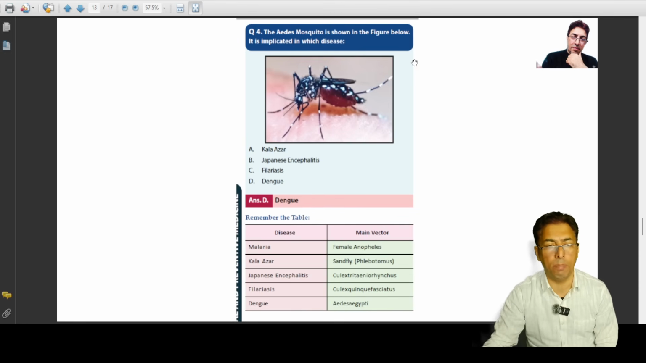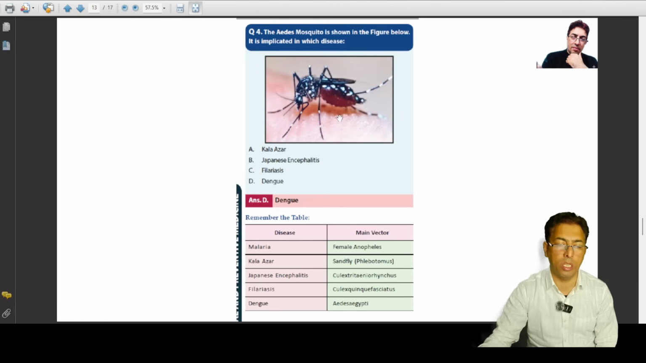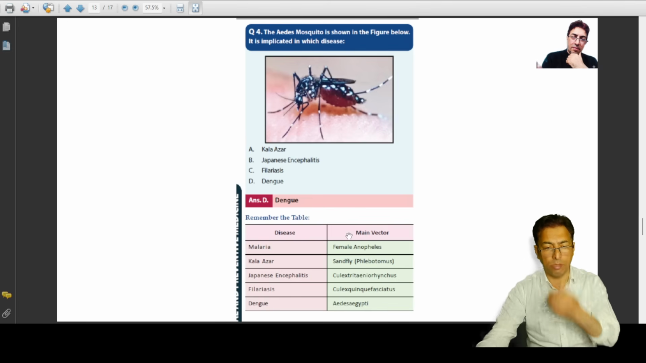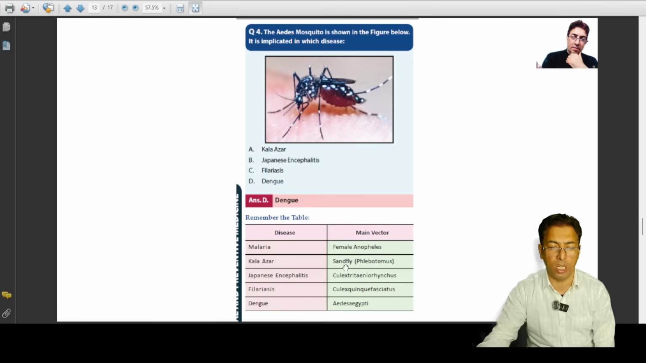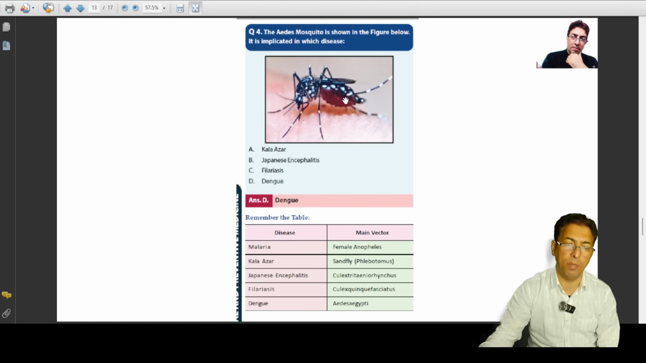Now, from social and preventive medicine, the Aedes mosquito is shown below. It is implicated in which disease? So this is a classical Aedes mosquito: Kala Azar, Japanese Encephalitis, filariasis, dengue. As far as causative organisms are concerned, you know dengue is caused by Aedes aegypti, filariasis is caused by Culex, Japanese Encephalitis by another species of Culex, Kala Azar by the sandfly, Phlebotomus, and malaria by the female Anopheles. So this ability to recognize different types of mosquitoes, flies and lice is important as far as social and preventive medicine is concerned.